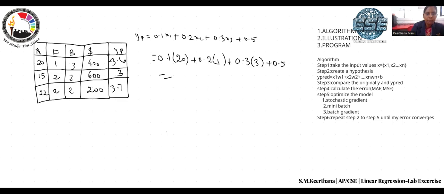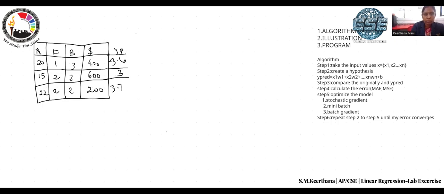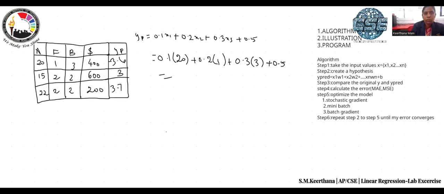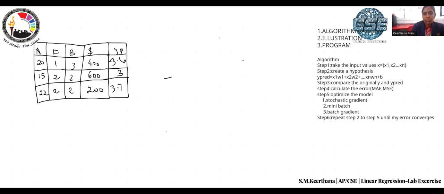Here again, I am extending this table to calculate the error. So for mean absolute error, what we do is take the original value minus the predicted value, the absolute of the original value and the predicted value. For sum of squared error, what we do is take the difference between the original y value and the predicted value.